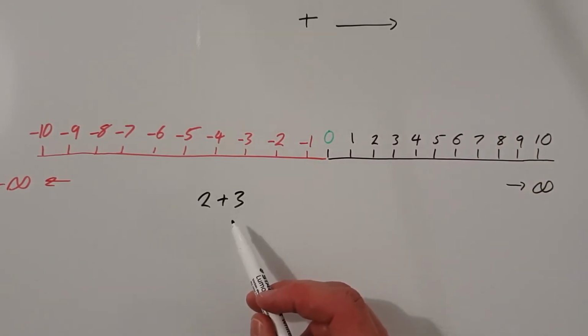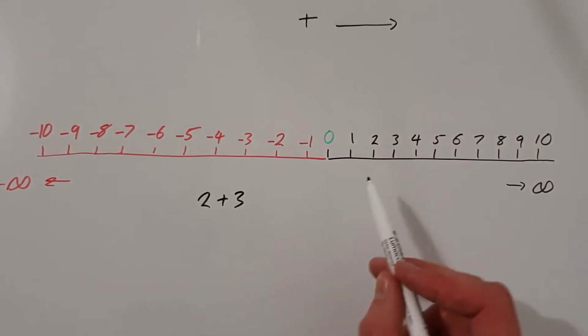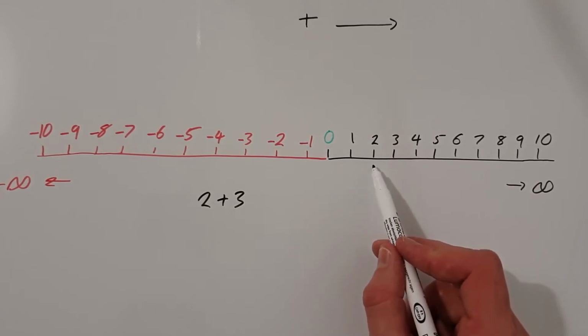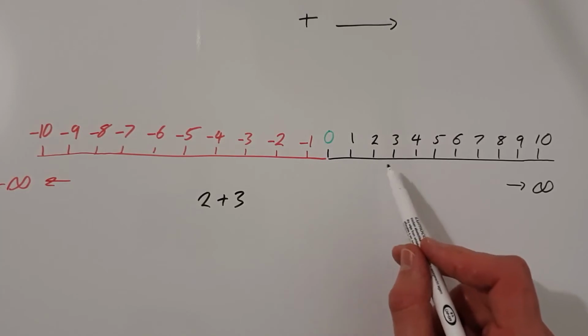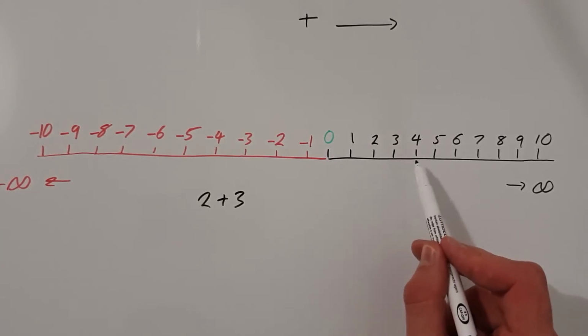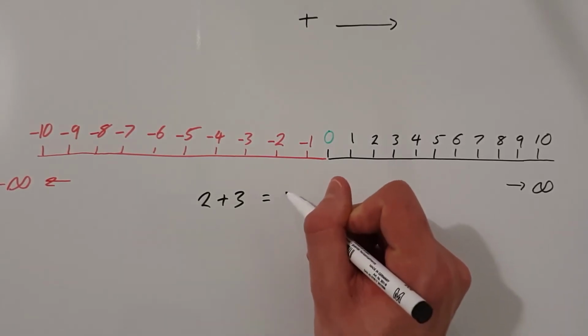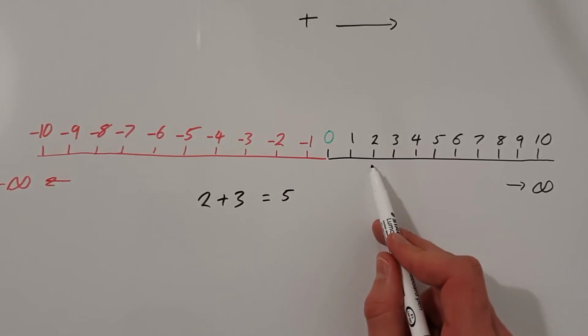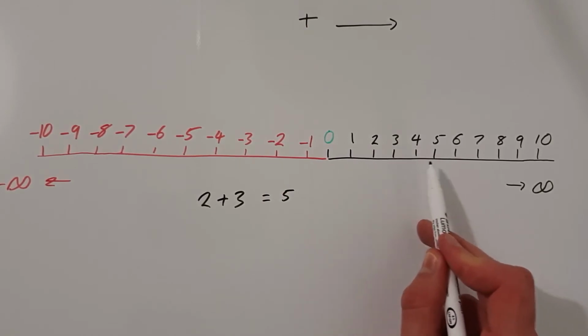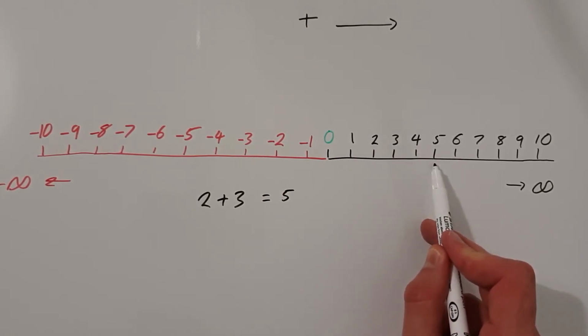So let's do that on this one then. So 2 plus 3, we'll start at 2 and we want to add 3, so we want to move 3 to the right. So we'll start at 2 and we'll go 1, 2, 3, and here we arrive at 5, and that's our answer. 2 plus 3 equals 5. Starting at 2, count 3 to the right of the number line and we arrive at 5.